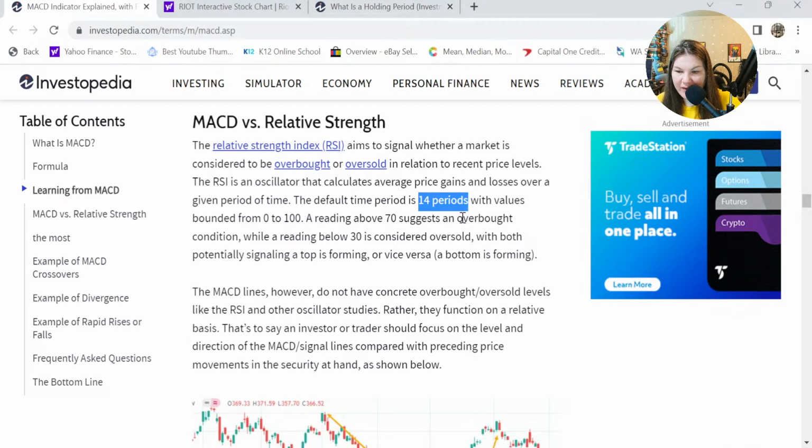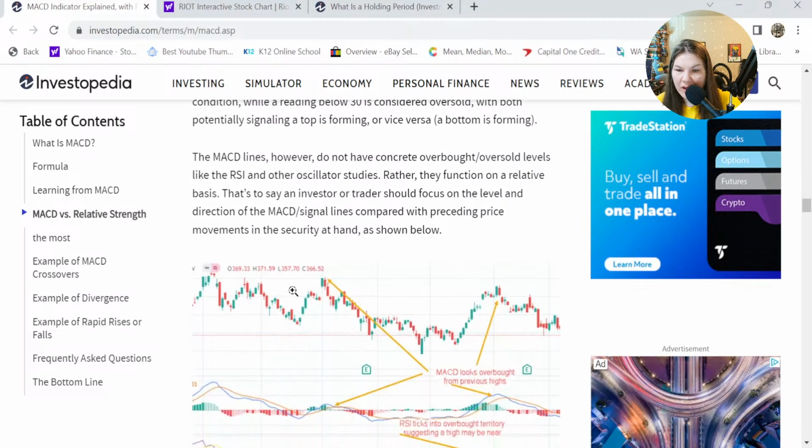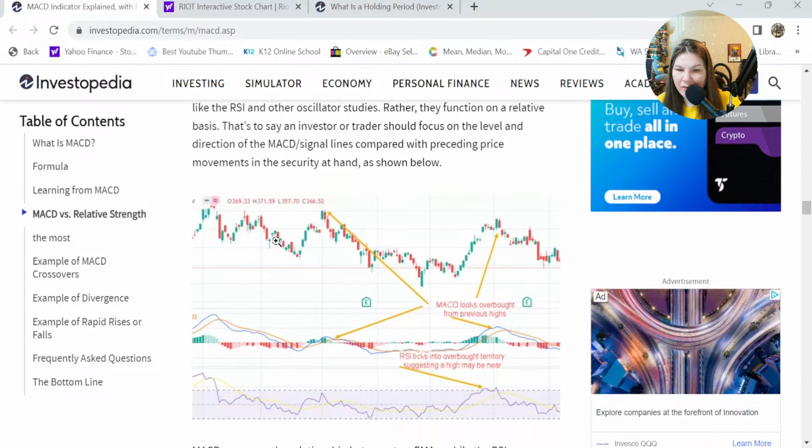A reading above 70 suggests an overbought condition, while a reading below 30 is considered oversold, with both potentially signaling a top is forming or, vice versa, a bottom is forming. The MACD lines, however, do not have concrete overbought or oversold levels like the RSI and other oscillator studies. Rather, they function on a relative basis. That's to say, an investor or trader should focus on the level and direction of the MACD signal lines compared with preceding price movements in the security at hand, as shown below.